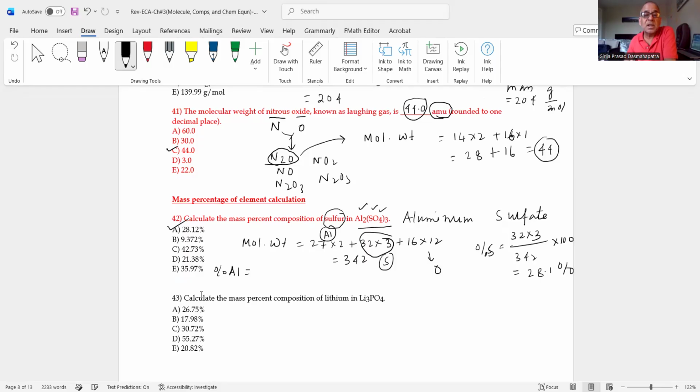Similarly, you can find out the mass percentage of aluminum, although it is not asked here. It will be 27 into 2 over 342 into 100. Similarly, you can find out for oxygen. So oxygen will be 16 into 12 over 342 into 100. If you calculate all of them, how much is it going to come? 16 into 12 divided by 342. So it is around 56.1%.